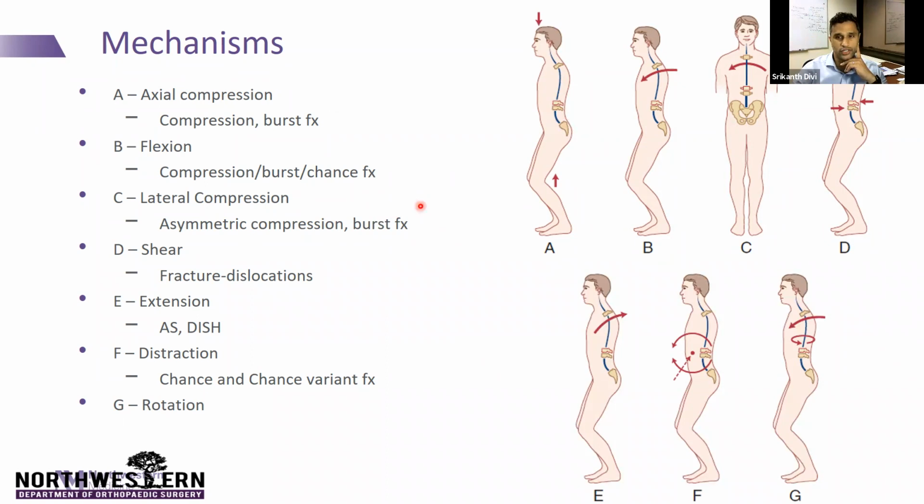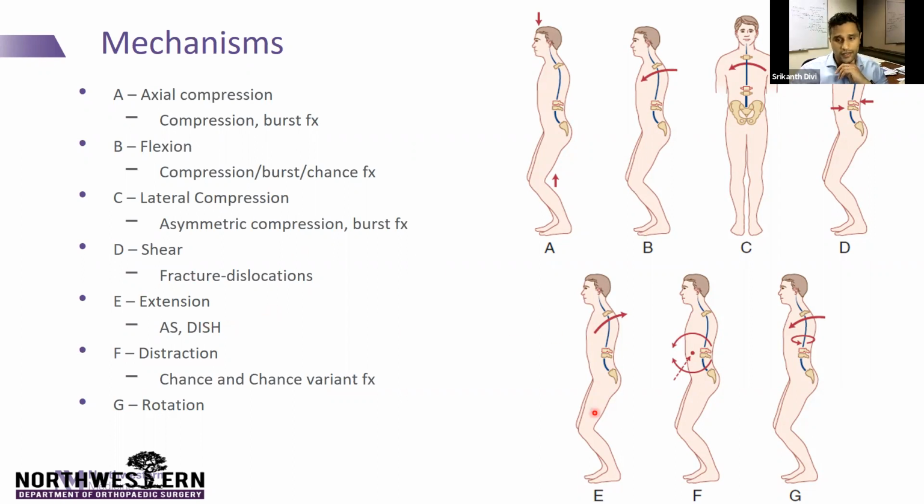It can cause a burst fracture. Flexion mechanism, flexion distraction, can cause either a compression or burst type fracture. Lateral compression can cause an asymmetric burst fracture. Shear injuries are pretty devastating, and I think they're more likely seen in high energy injuries like motor vehicle accidents or pedestrian versus auto, and those result in fracture dislocations.